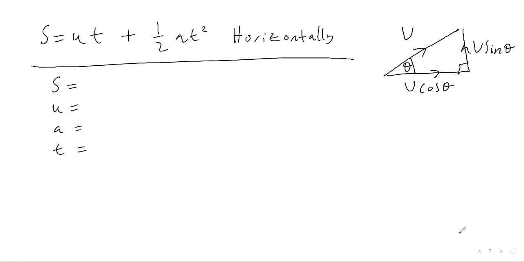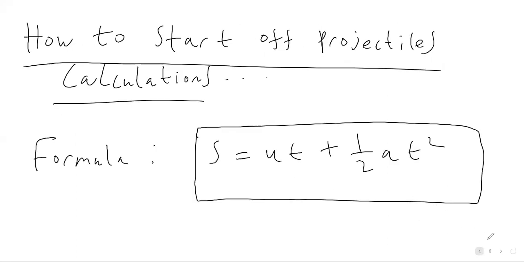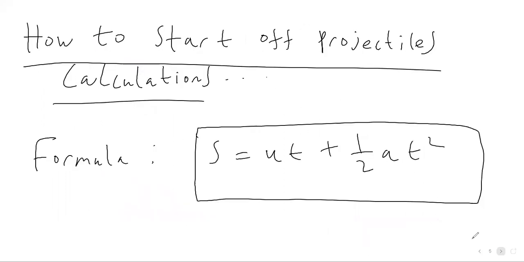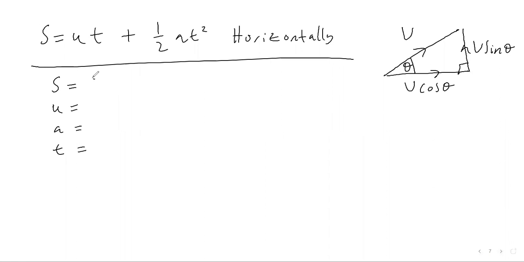So S is our width, so the distance we travel. If we go back to our diagram, we're going to travel a distance horizontally of W. So our horizontal displacement will be W, to go from our starting point to the target. We're going to call this point here the target. So to go from the starting point to the target, the S value, the displacement, is W. Okay, so let's write that in there.